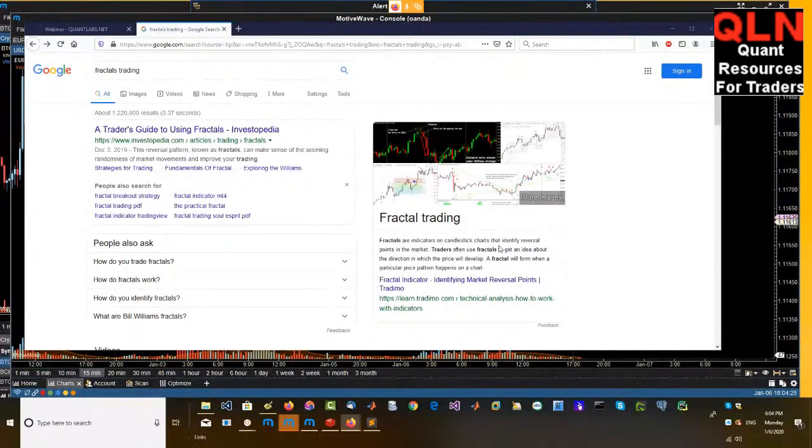Fractals are indicators on candlesticks that identify reversal points in the market. Traders often use fractals to get an idea about the direction in which the price will develop. Hint, hint, I don't think you can use this exclusively. A fractal will form when a particular price pattern happens on a chart.